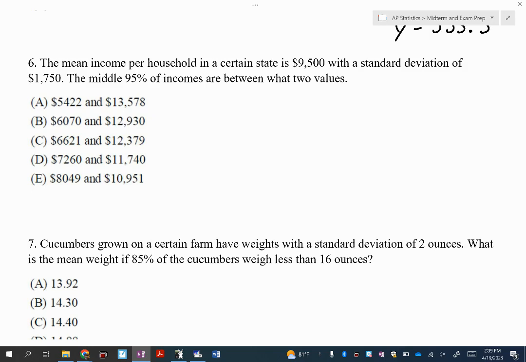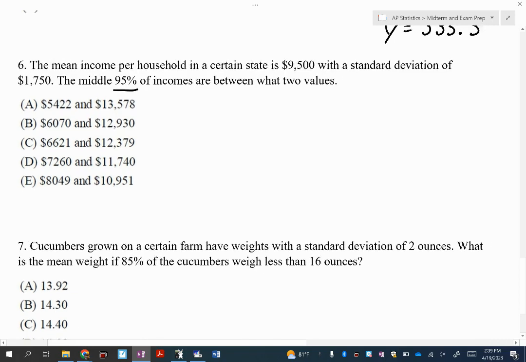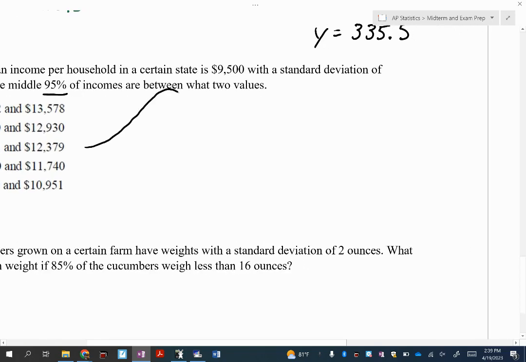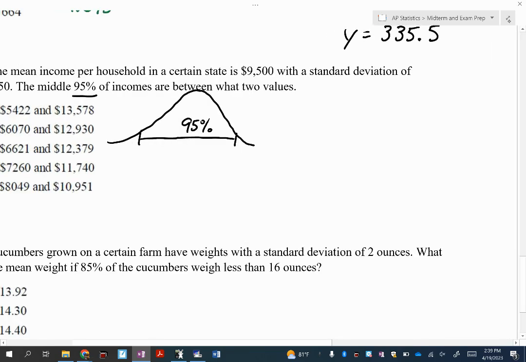Okay, we have a mean and a standard deviation for income per household, the middle 95%. All right, so if I were to shade the middle 95%. Oh, very good. Let me try again. All right, so here we go. The middle 95%. How much is to the left and to the right? 2.5%. Very good. So 0.025.